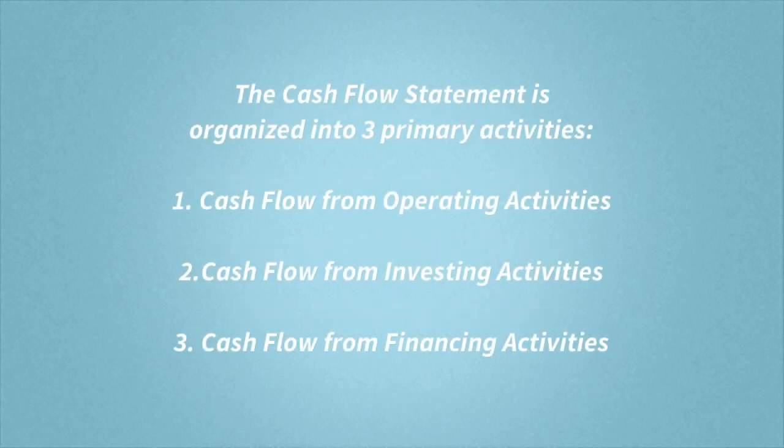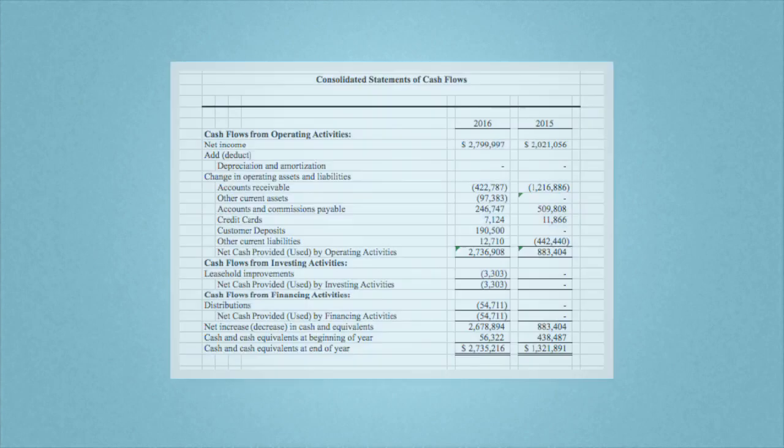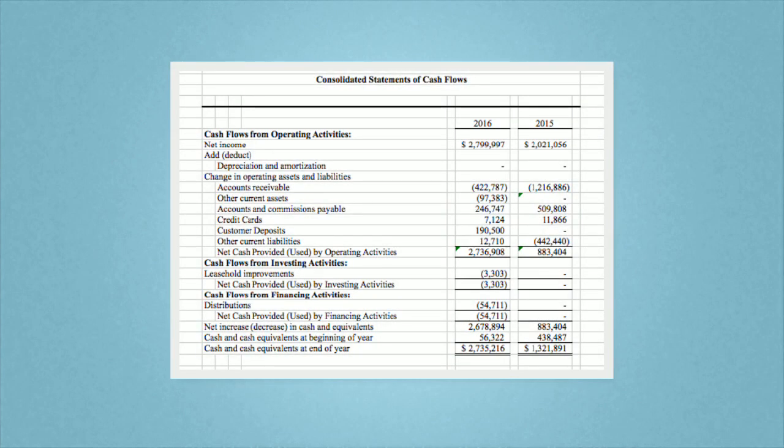The cash flow statement is organized into three primary activities: operating, investing, and financing. Here is a sample cash flow statement. As you can see, at the top is cash flow from operating activities. Then in the middle, you have cash flow from investing activities. And then at the bottom is cash flow from financing activities. So this is tracking the change in cash inflow and outflow in these different categories.